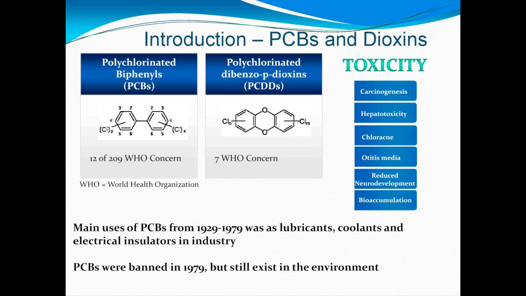The main uses of these, why we even used them, were from the late 20s to the late 1970s. They were used in a variety of industrial applications like lubricants, coolants. Electrical insulators was the primary one. They were excellent electrical insulators. They were banned in 1979, though, because after a variety of spills into the environment, it became clear that they were very harmful.